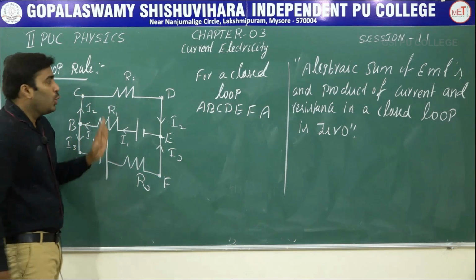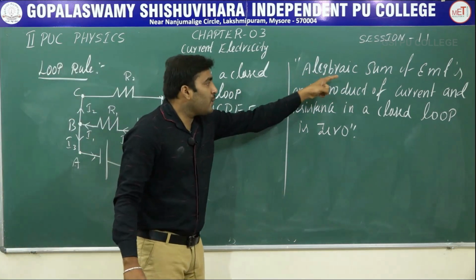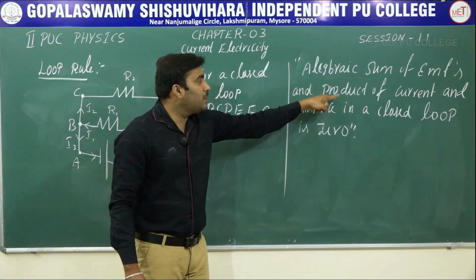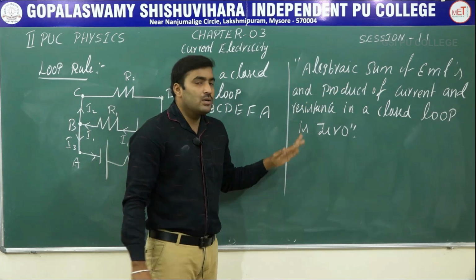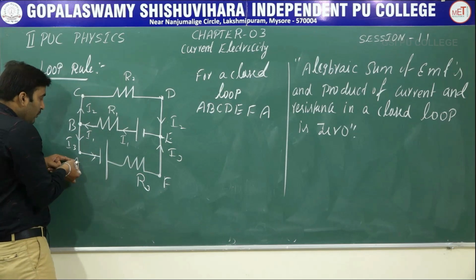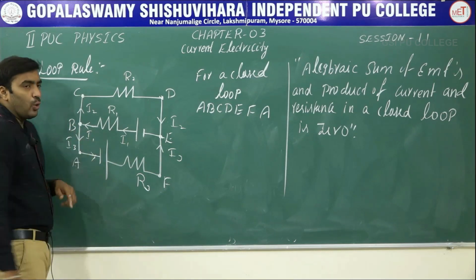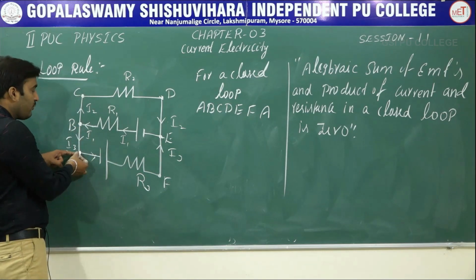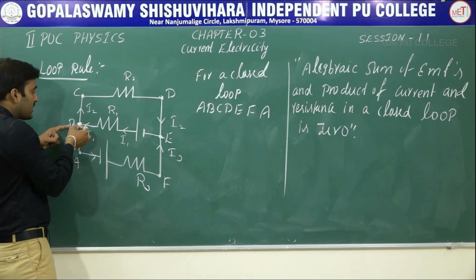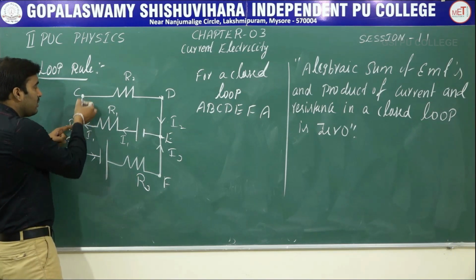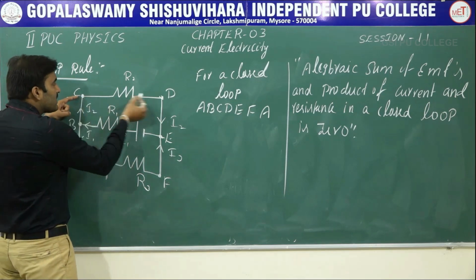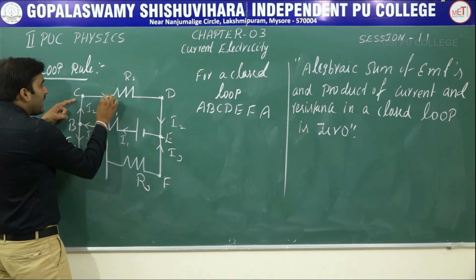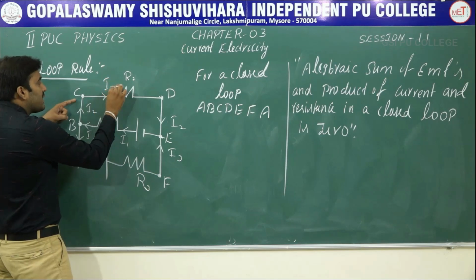Kirchhoff's loop rule says that the algebraic sum of EMFs and the product of current and resistance in a closed loop is 0. From A to B there are no resistors or cell, therefore I will move on to the next one. From B to C there are no resistors or cells. Now from C to D, the current flowing through the resistor is I2.